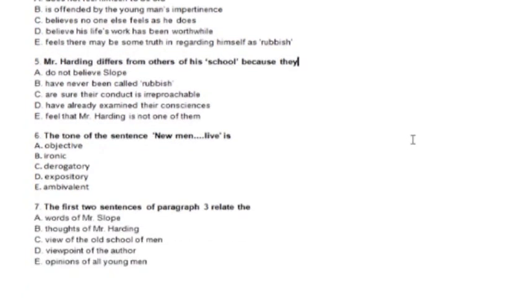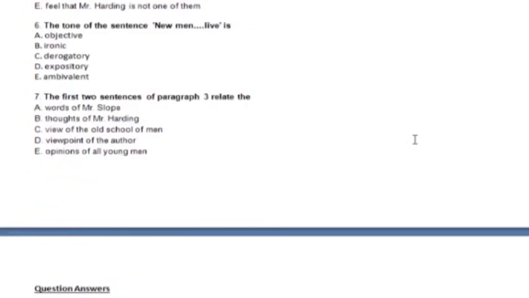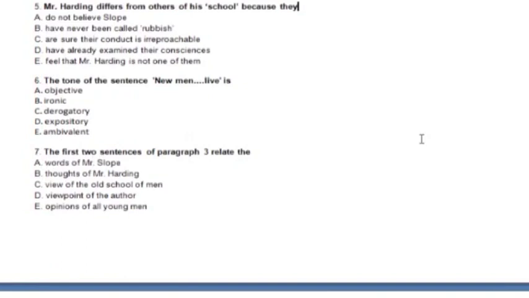Question number five is, Mr. Harding differs from others of his school because they, A. do not believe Slope, B. have never been called rubbish, C. are sure their conduct is irreproachable, D. have already examined their conscience, E. feel that Mr. Harding is not one of them. Question number six is, the tone of the sentence "new men live" is A. objective, B. ironic, C. derogatory, D. expository, E. ambivalent.